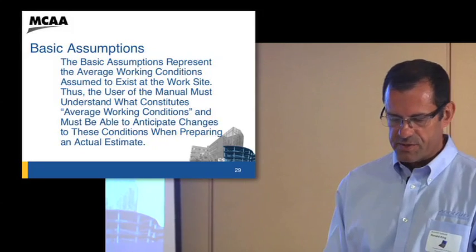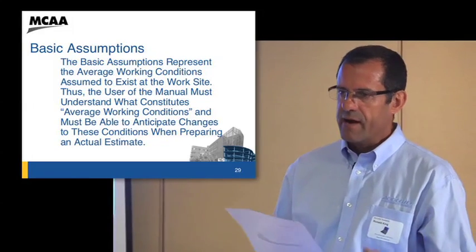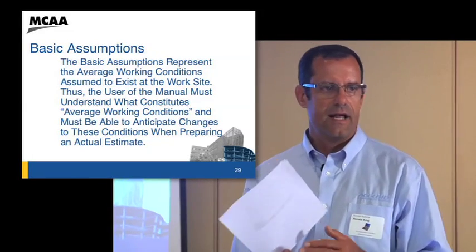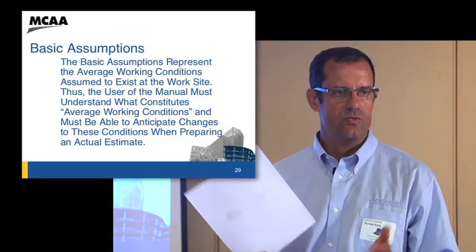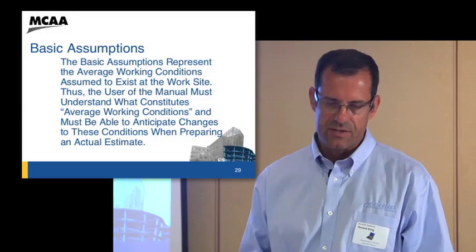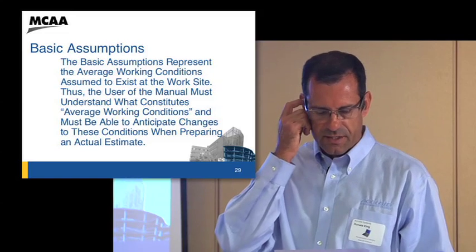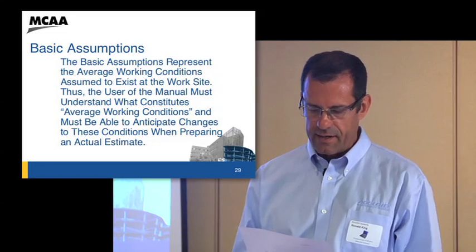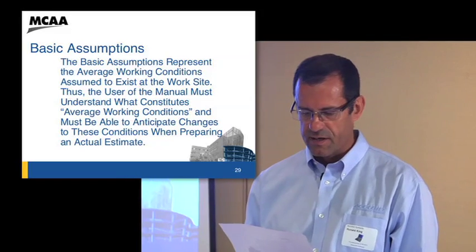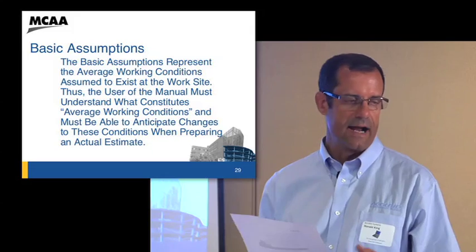So the basic assumptions represent average working conditions assumed to exist at the work site. Average working conditions meaning you've got average manpower, average work temperature, everything about it is kind of normal or average. And if anything is outside of that, if it's too hot, we need to add a correction factor to that. It actually says average working conditions, and you must be able to anticipate changes to these conditions when preparing your actual estimates. So whenever working conditions are not average, we need to apply some type of a factor onto it.